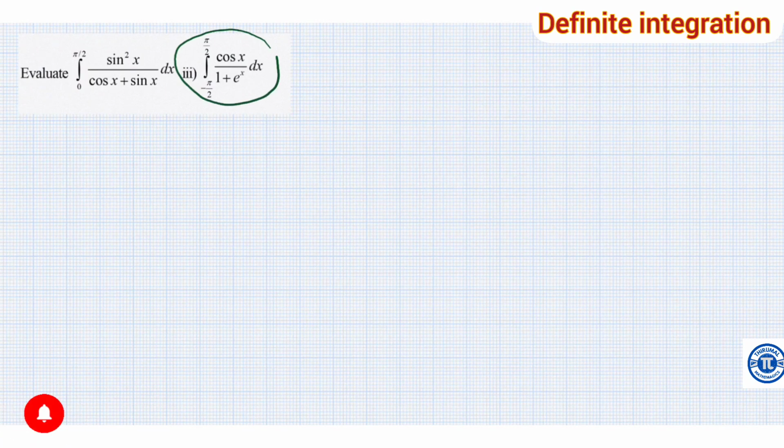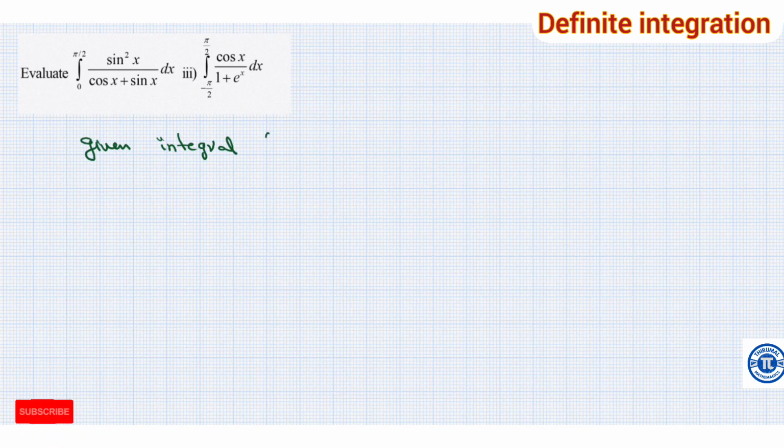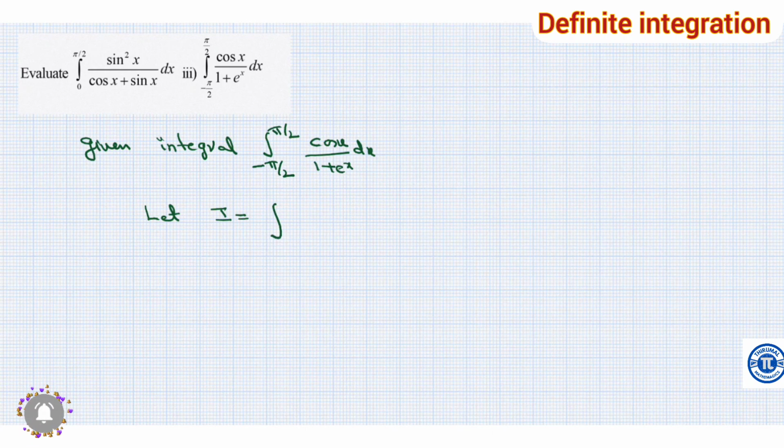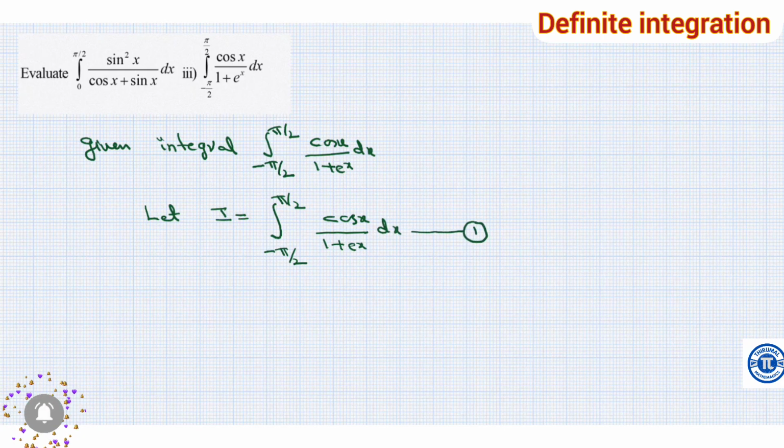Evaluate the integration from minus pi by 2 to pi by 2 of cos x by 1 plus e power x. Okay, here is the given integral: minus pi by 2 to pi by 2, cos x by 1 plus e power x dx. Okay, let I equal the integration from minus pi by 2 to pi by 2 of cos x by 1 plus e power x dx. Let this be equation number 1.